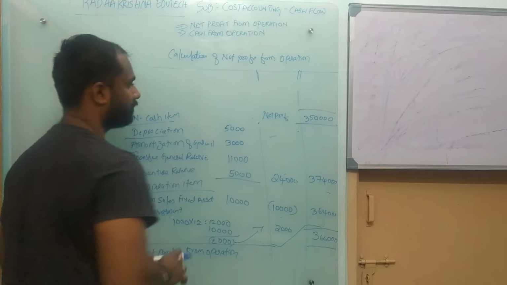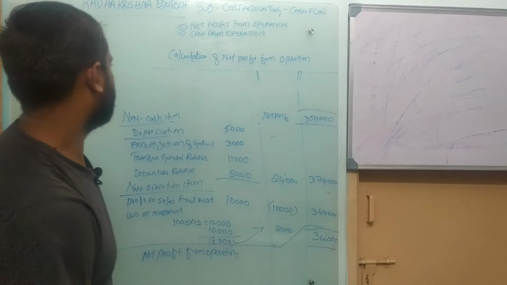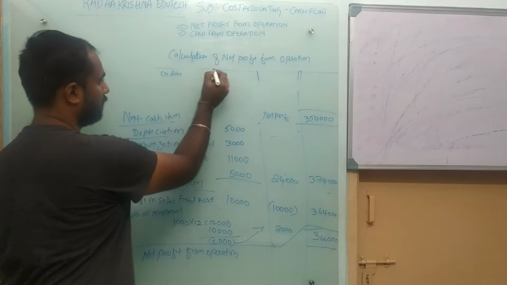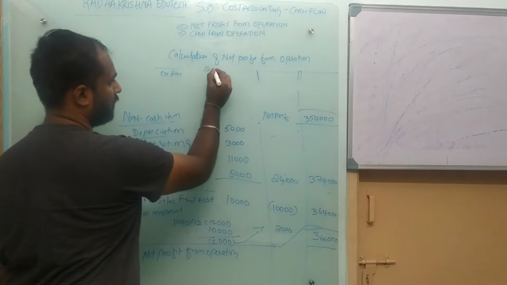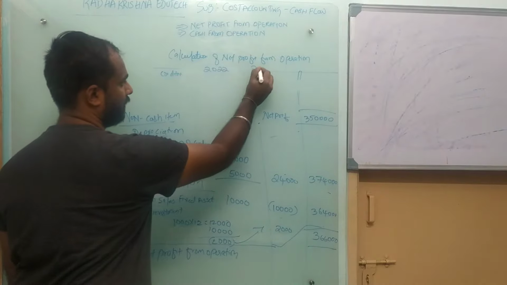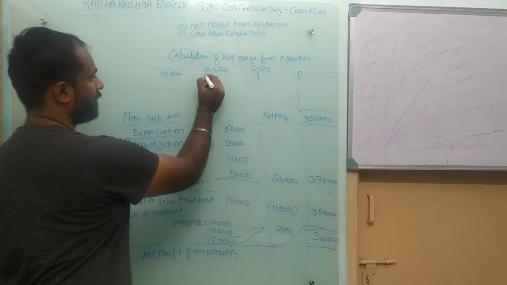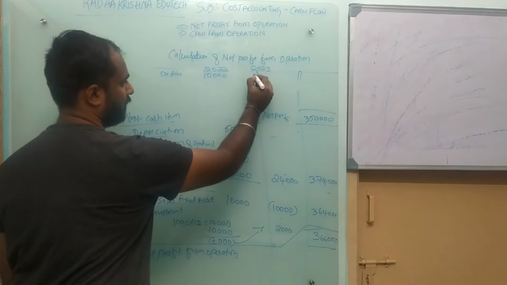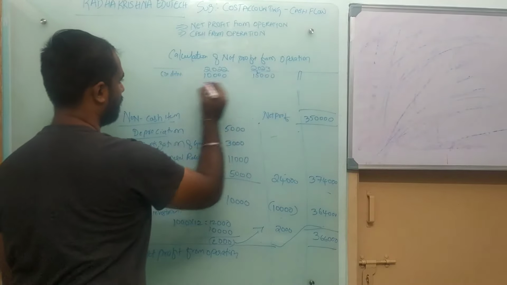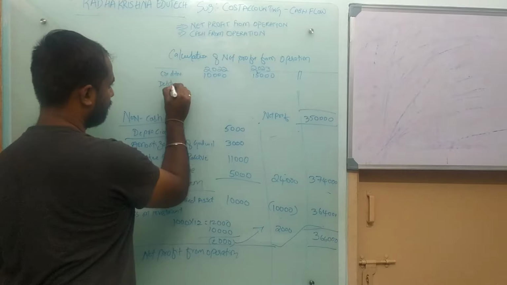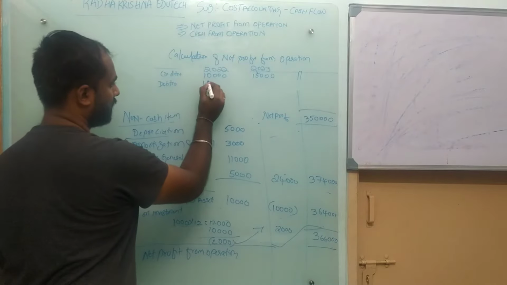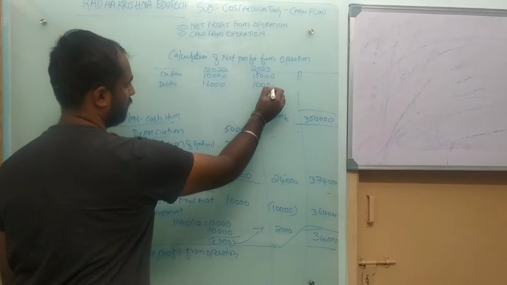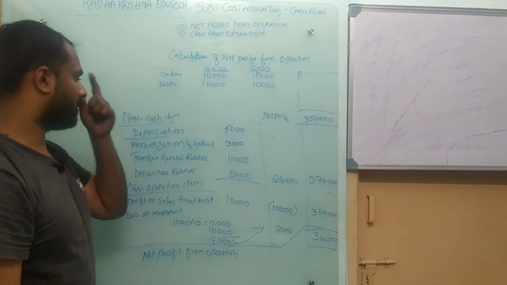Net profit. So I have creditors, 2022-23. Creditors I have 10,000. Ending value I have 15,000. Debtors I have some 16,000. Opening balance I have 10,000. Okay, this is the thing.